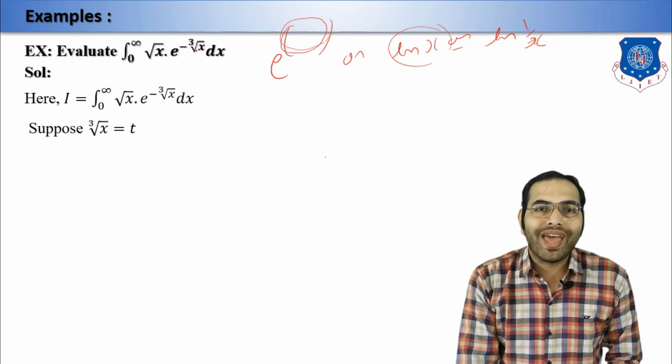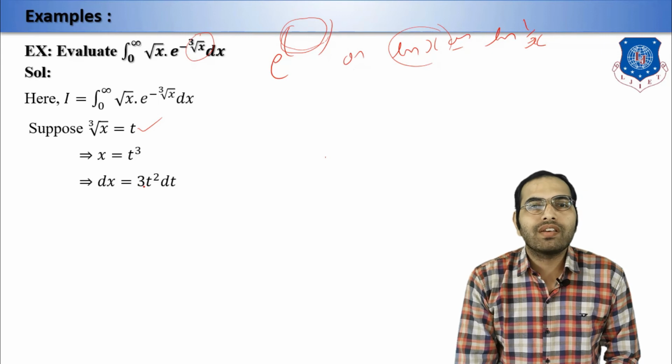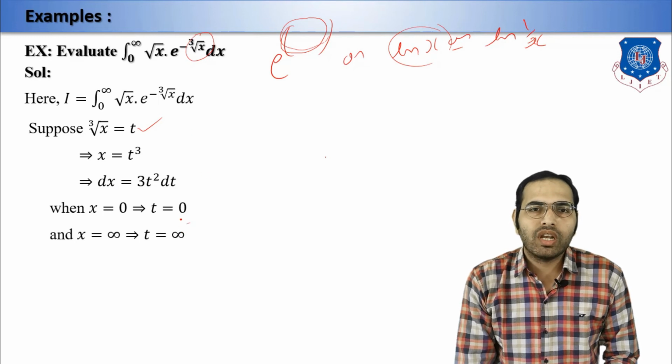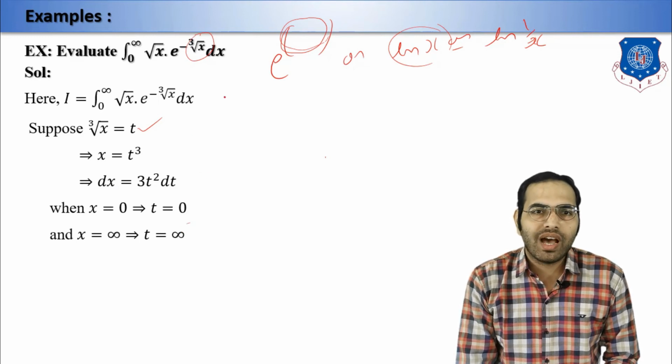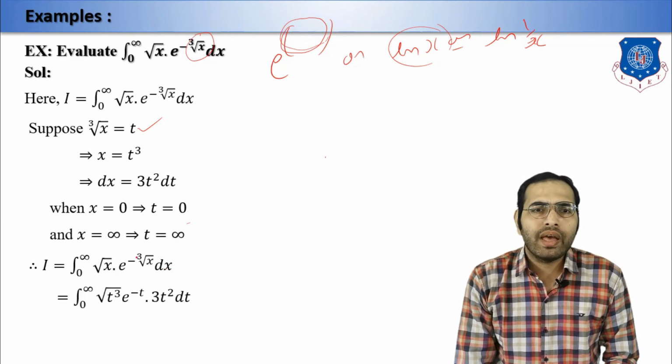Here, cube root of x equal to t is assumed, then x equals t cube, and dx equals 3t square dt. Now whenever x is 0, t becomes 0, and when x equals infinity, t becomes infinity. Substituting all these in our equation I, I equals integral 0 to infinity square root of x into e raised to minus cube root of x dx, and substituting in I, integral 0 to infinity square root of t cube into e raised to minus t into 3t square dt.